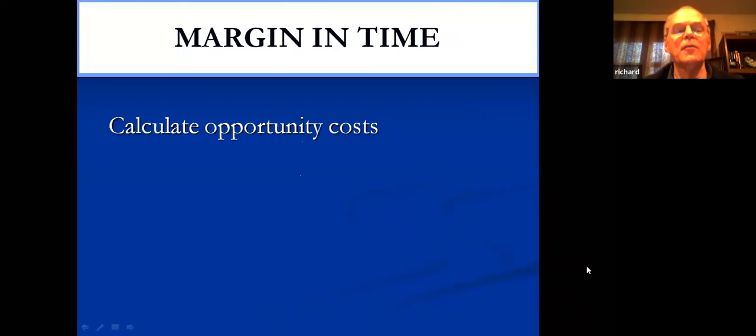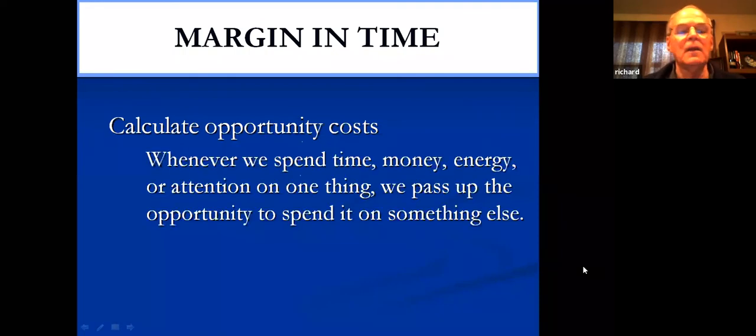Another thing is calculate opportunity costs. This is an economics term, but it doesn't belong to the economics world at all. It belongs to the world at large. The idea here is that whenever we spend time, money, energy, or attention on one thing, we pass up the opportunity to spend it on something else. Or on three or four or five other things. And so when you make a choice, you automatically vacate other choices that you could possibly make. So how do you make your choices and think about opportunities with regard to this?